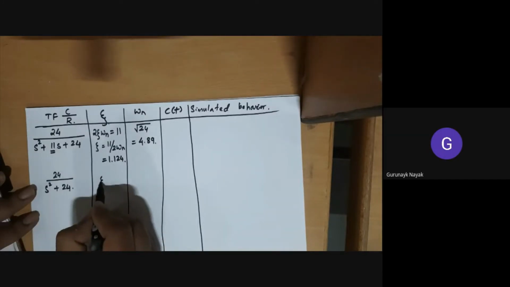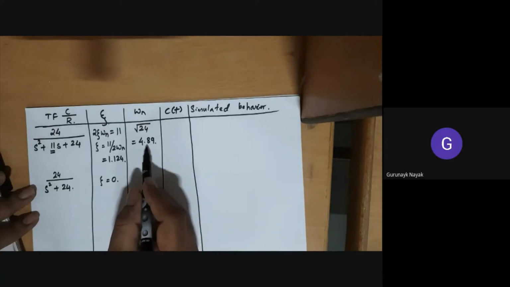So let us do it for 3 more cases. In the second case, we have only 24 divided by s square plus 24. So one can directly say zeta is 0 for the second case. There is no 2 zeta omega n term, but there is only the omega n term. So we have only omega n with zeta equal to 0. Anybody can stop me if you are not following. Okay, next.